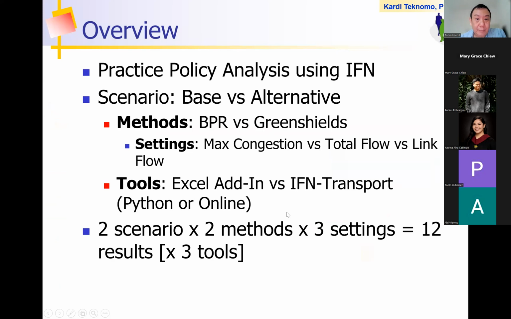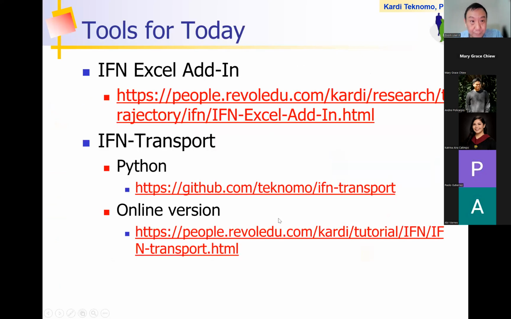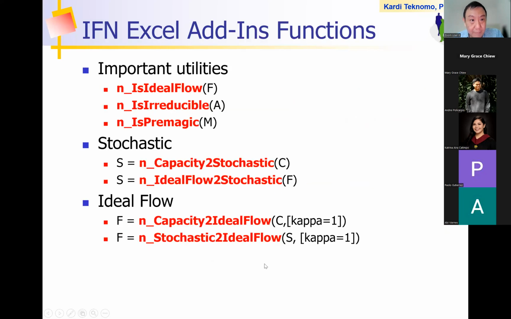Okay, so let's do a practice policy using IFN. You will create a base scenario and an alternative scenario, simply by copy and paste only. You can also use the Excel add-ins later. There are Excel add-ins in the public version, but you have a better version. The public one is version 2, I think. The one that you have is already version 7. There is also Python if you use it online, and I think you're already familiar with this.